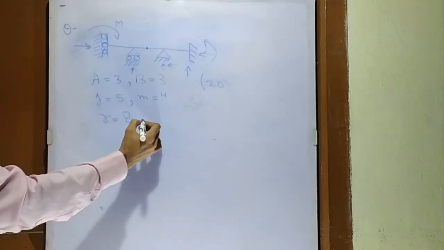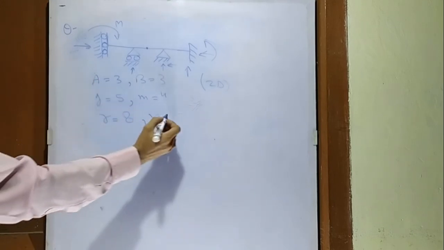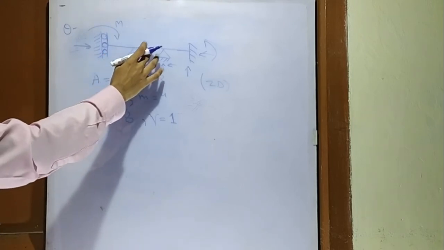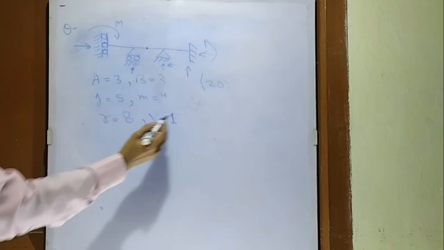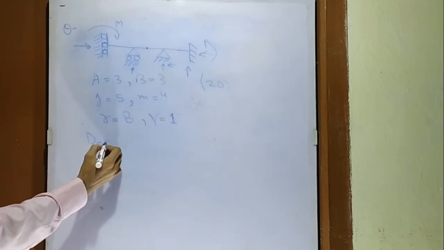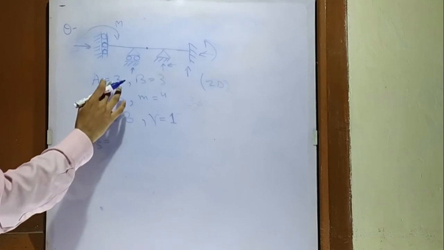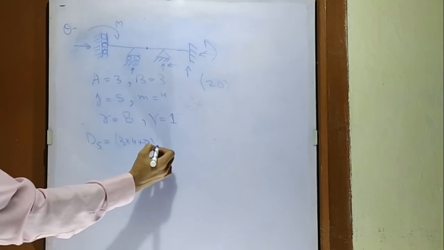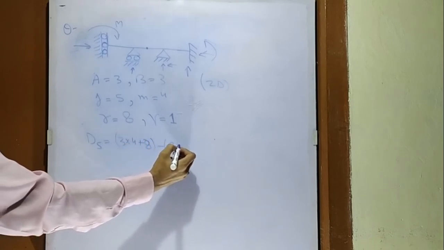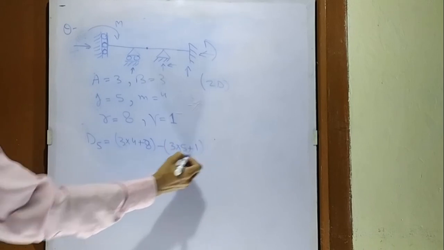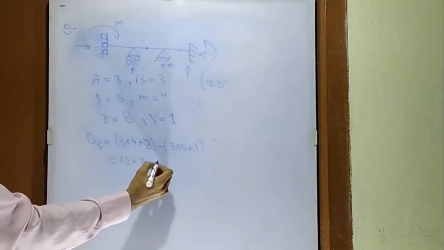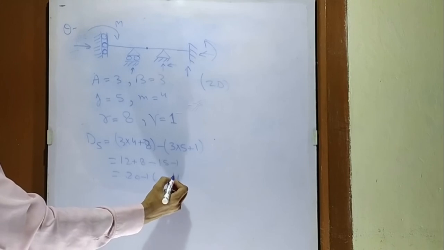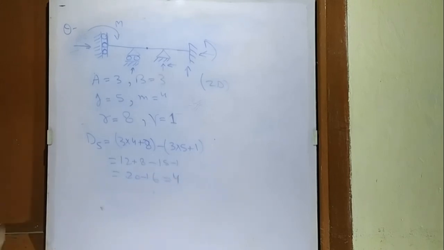And what is the value of gamma? Gamma will be equal to simply 1, because at this point the value of gamma will be m minus 1. Now we will put all these values in the formula: A is 3, m is 4 and r is 8, minus B into the number of joints plus gamma, which is 1. So 12 plus 8 minus 15 minus 1. Okay, 20 minus 16, this comes out to be 4. So the value of degree of static indeterminacy comes out to be 4.